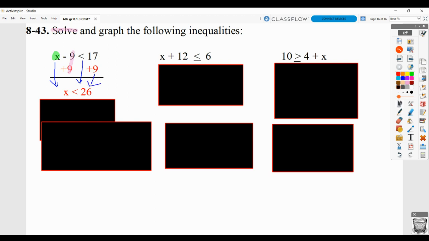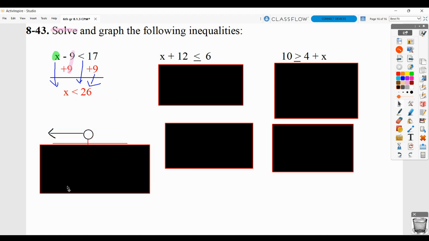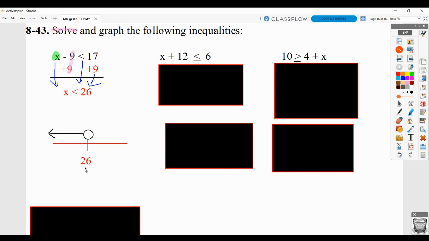Then as far as graphing it goes, that would be on a number line. So we'll make a basic number line, and we're going to put the value of 26, and we want to show that x has to be less than 26. So since x has to be less than 26, we're going to show values to the left, and we're going to have an open circle.